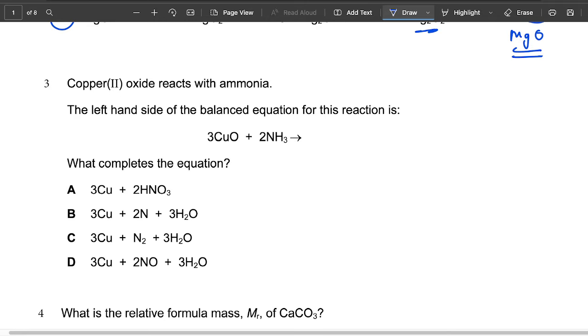It says copper(II) oxide reacts with ammonia, and this is the left-hand side of the balanced equation. Here's a keyword: it's a balanced equation. And it says, what completes the equation?